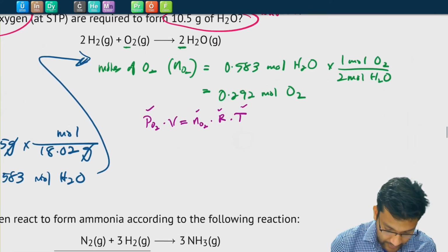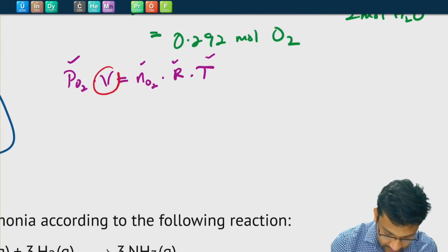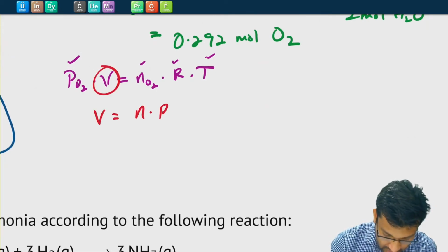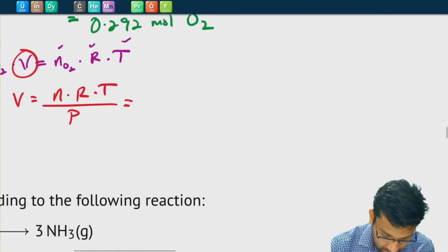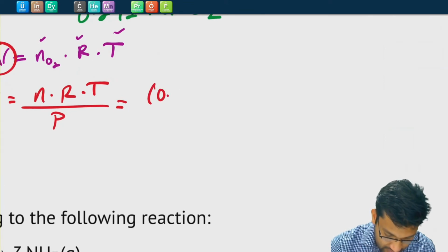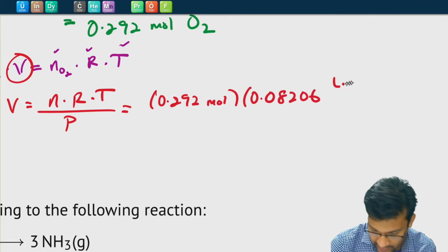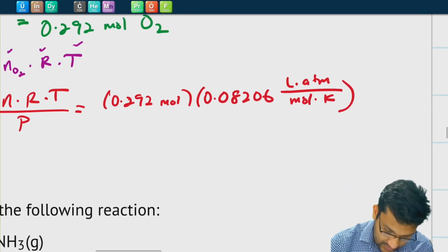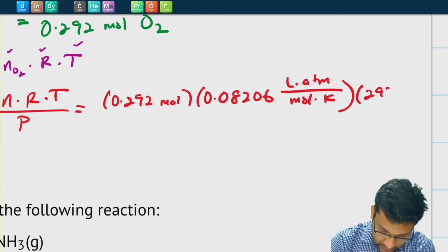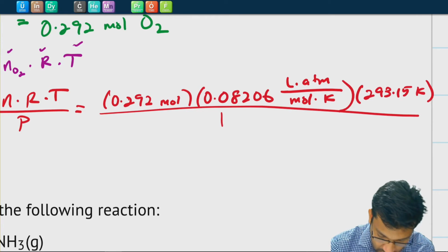Okay, so let's find the volume. The volume should be the number of moles times R times T divided by P, which means we have 0.292 moles for n. R is always 0.08206 liters times atmospheres divided by moles times Kelvin. And the temperature was 293.15 Kelvin, right? It's STP. All of that divided by the pressure of just 1 atmosphere.